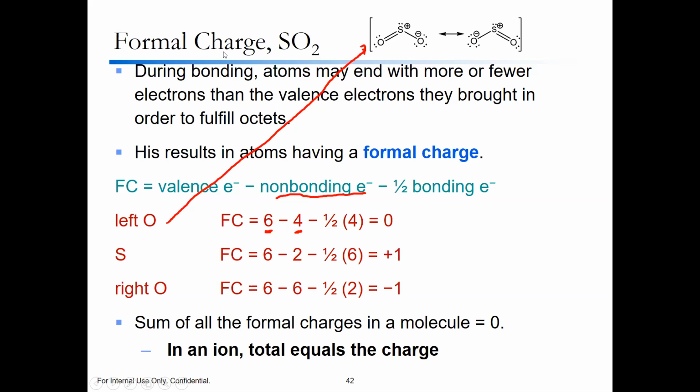Then we look at the non-bonding electrons, the ones that do not connect directly to the center. Got 4 non-bonding. And how many bonding? 2. And then 1/2 times 4. That's the formula. So then you get 0, +1, and -1 for all these atoms.